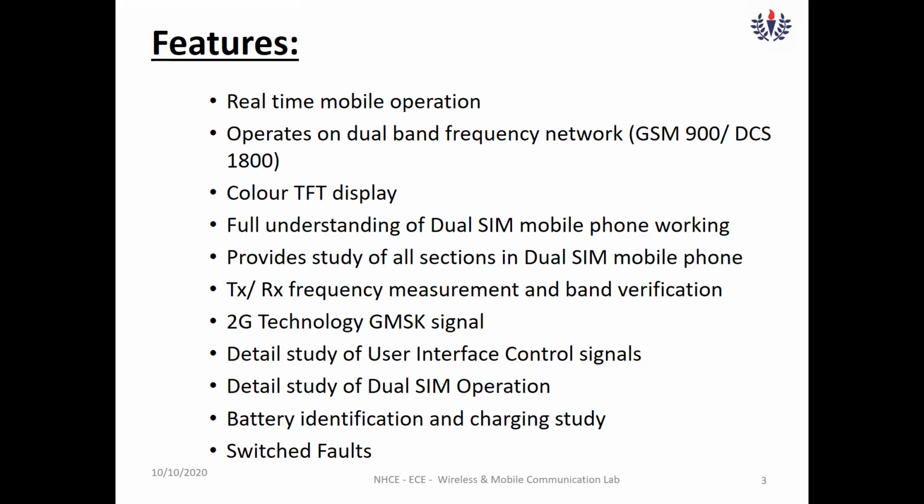And this trainer kit is segregated into some units. It has a dedicated power management unit. It has a microprocessor unit, that is your central processing unit. It has a transceiver unit, and it has a user interface unit. By seeing the kit, we can understand the different sections of operations with the different outputs we infer from the trainer kit. And transmitter and receiver frequency measurements and bandwidth verifications are performed with the help of a spectrum analyzer connected with the mobile trainer kit.